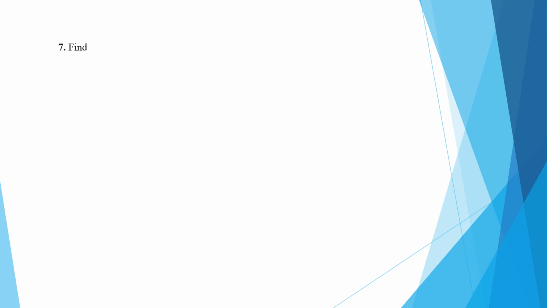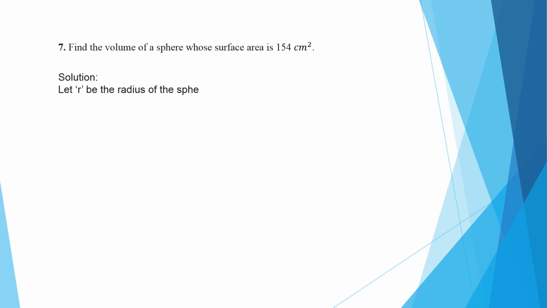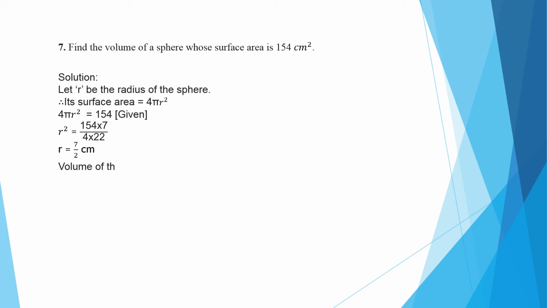Now we will do next question, that is question number 7. Here we need to find the volume of sphere whose surface area is 154 centimeter square. So surface area is given. So first of all, with the help of surface area, we will calculate R, because we don't know R. So radius will be R, and surface area of sphere is what? 4 pi R square. So 4 pi R square is equal to 154. So R square is equal to 154 multiplied by 7 divided by 88 or 4 into 22. So we are getting radius as 7 by 2 or 3.5 centimeter.